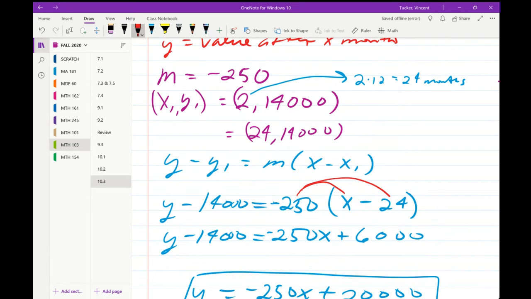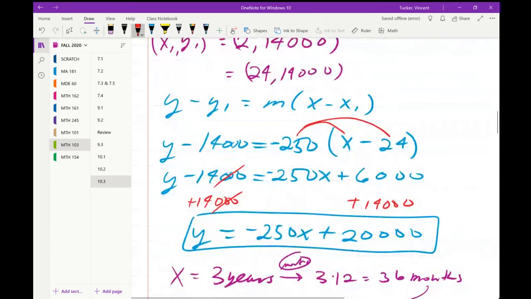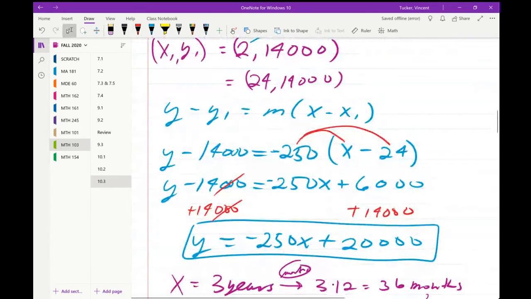Then to finish solving the equation, you're going to add 14,000 to both sides. 14,000 cancel on the left, leaving you with just y, and then it's negative 250x plus 20,000.